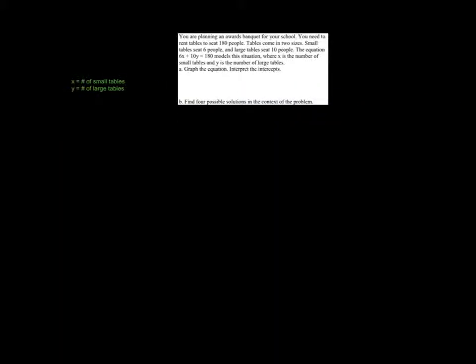So this last problem is basically similar to the last one, only it's taking it that extra step, and it's actually asking me to find both the intercepts and interpret them. So what I'd like for you to do is pause the video and see if you can work this problem on your own. Then you can restart and check your work with mine.